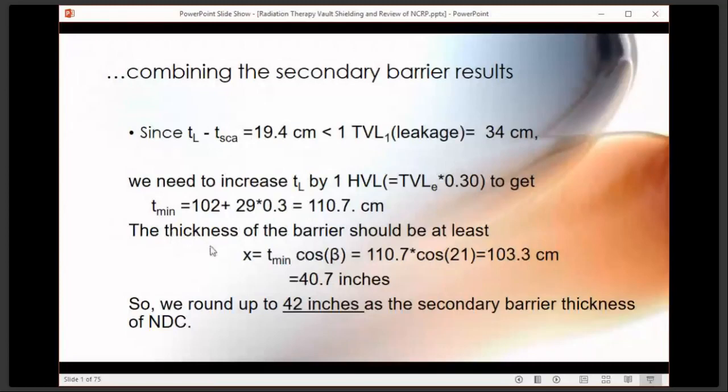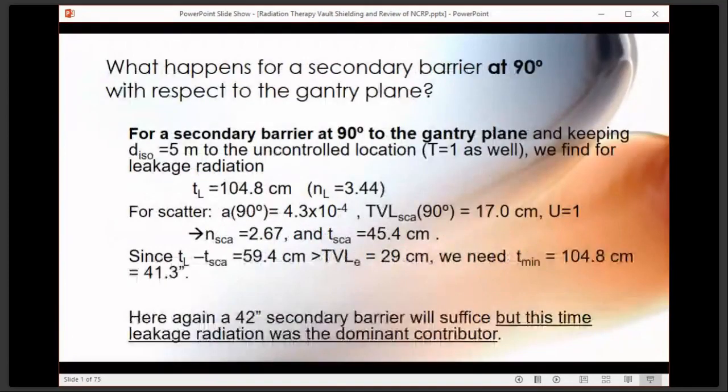All right, so if the fact that the scatter and leakage are coming at an angle is taken into account, what is the actual barrier thickness required? Now we use this cosine of beta to multiply our minimum path length, and we find that with the cosine of 21 degrees, we have 103 centimeters or 40.7 inches. And again, we'd probably round it up to 42 inches, 3.5 feet. All right, that was a mouthful. Let's go and now ask another question.